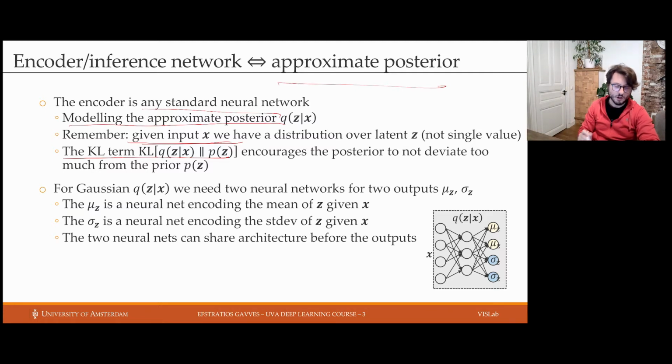In the case of Gaussian approximate posteriors, it means that we require two neural networks. One neural network for the mean of my Gaussian random variable for z, and one for the standard deviation. So these are two different neural network encodings, the mu and sigma, and the neural networks that we use to compute the parameters of our Gaussian distributions can share the architecture, right? So we can have the same neural network up to before the output, and then have two different outputs, one for my mean and one for my sigma.